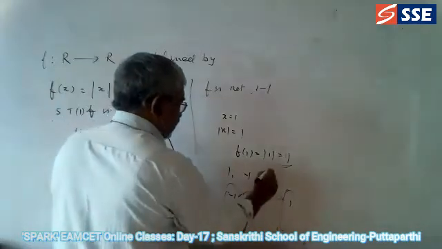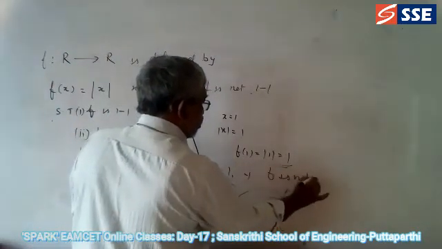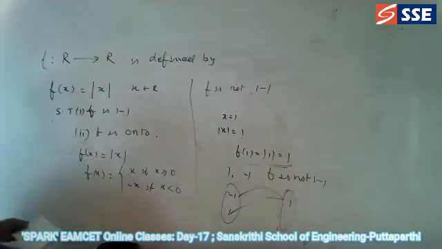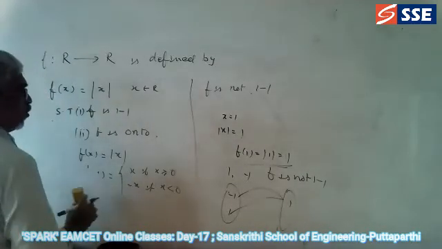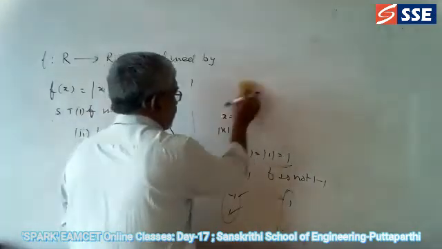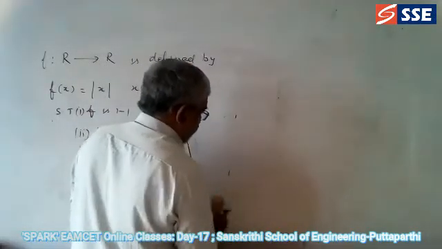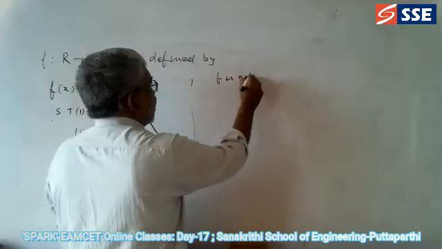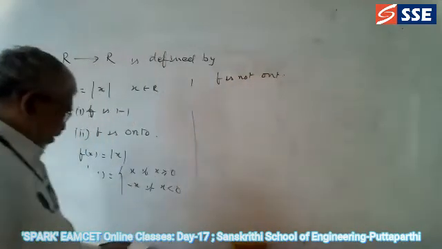So f is not 1 to 1. We have found that f is not 1 to 1, and next we will go for f is not onto also.